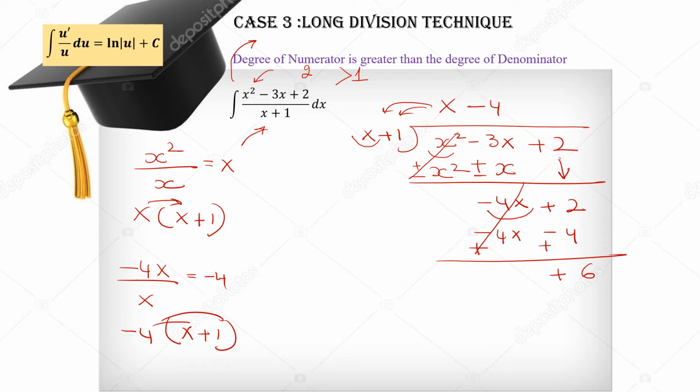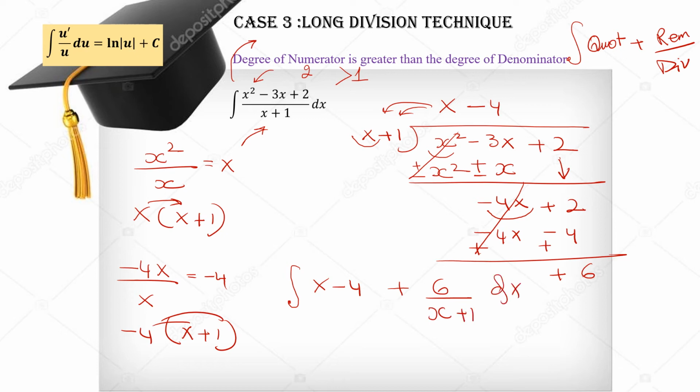Once it is done, we have to integrate the function because now it is written in a simpler form. So in the integration, we always first write the quotient plus remainder divided by divisor. So the quotient is x minus 4. Then here the remainder is plus 6. And the remainder will be divided by the divisor, that is x plus 1, and dx. Now integrate all the terms one by one.